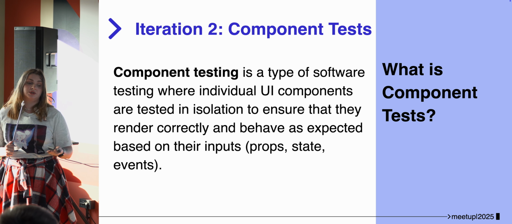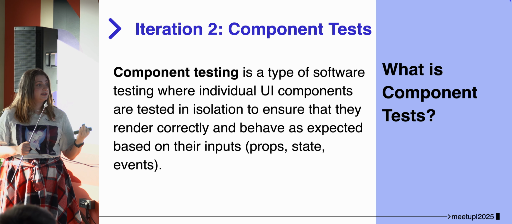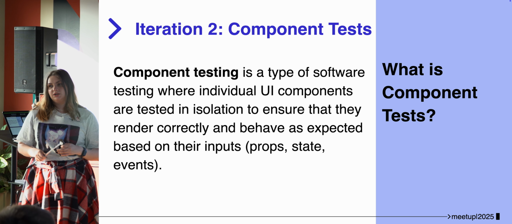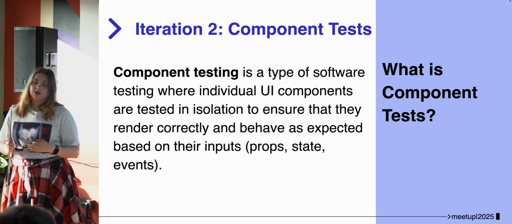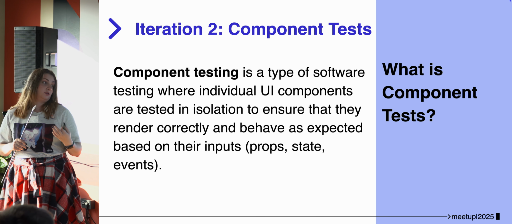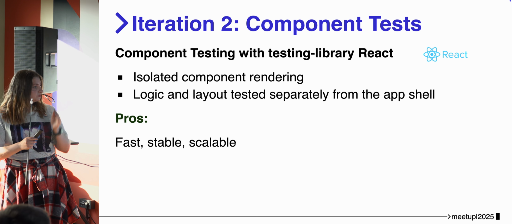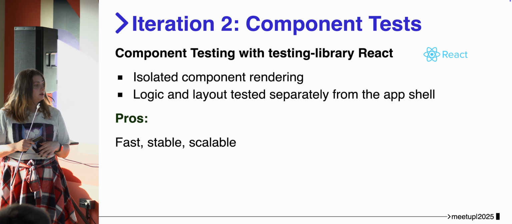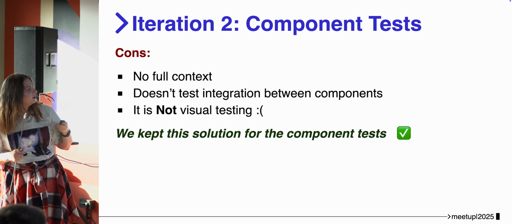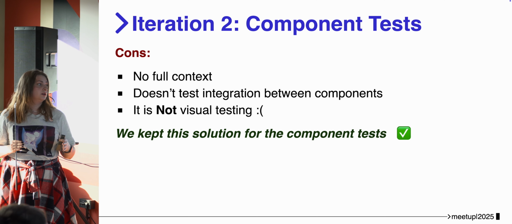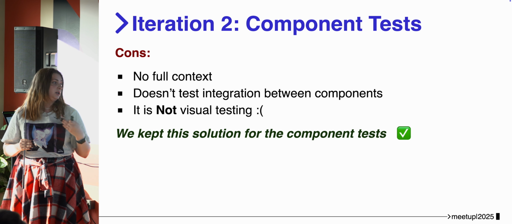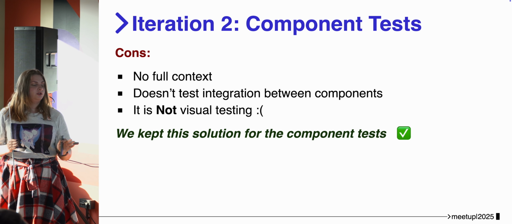And our second iteration is component testing. My colleague, after some time, implemented component testing. Component testing is a type of testing that allows us to render only one component and check how it works. These tests are fast, stable, and scalable for us, but we don't have the full context. It doesn't test integration between components, and for us, it is not visual testing.